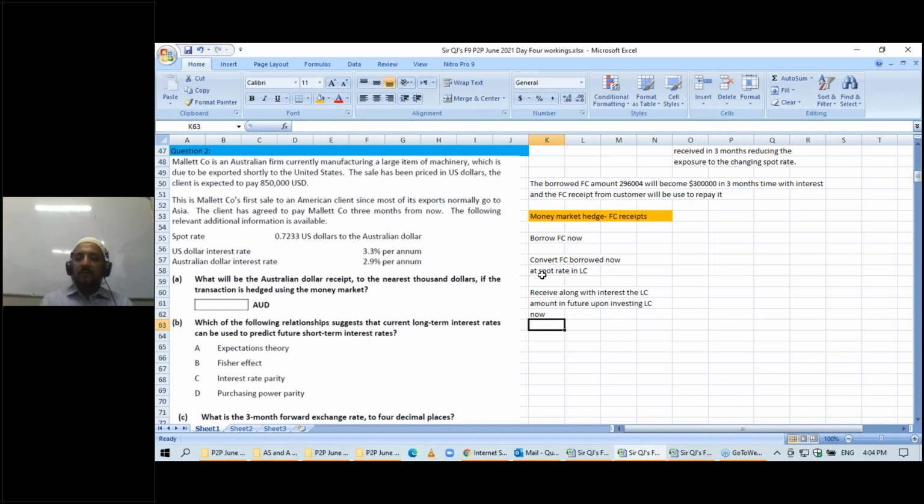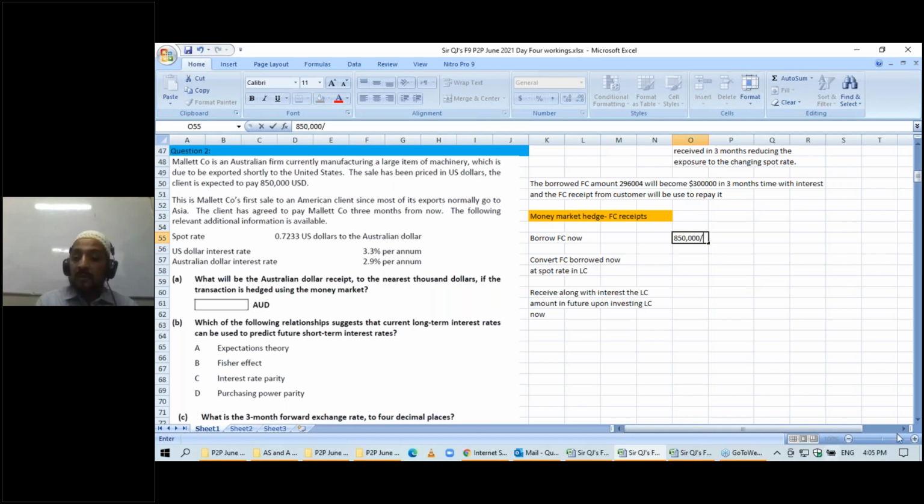Okay, so the first step of the strategy was that we will borrow foreign currency now. How much will we borrow? The present value of the currency to be received. So first we will calculate the present value of the currency to be received. $850,000 are to be received in some time, and we will divide this by 1 plus r to the power n.